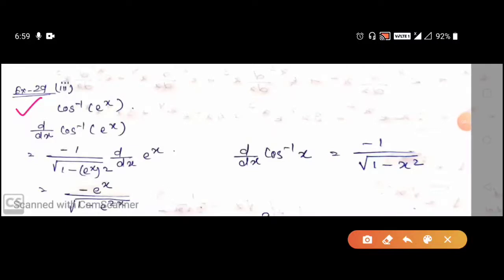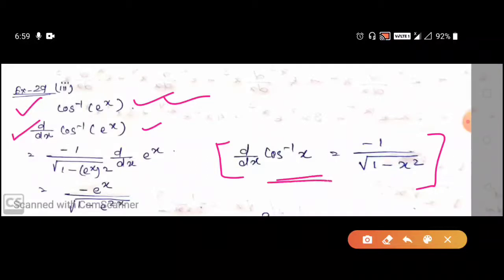Here it is given cos inverse e to the power x, and we have to differentiate this with respect to x. So first of all we write d/dx of cos inverse e to the power x. Now we know d/dx of cos inverse x is equal to minus 1 by root over 1 minus x squared. So first we apply the formula of cos inverse x. So it will be minus 1 by root over 1 minus e to the power x whole square, because in place of x here we have e to the power x.